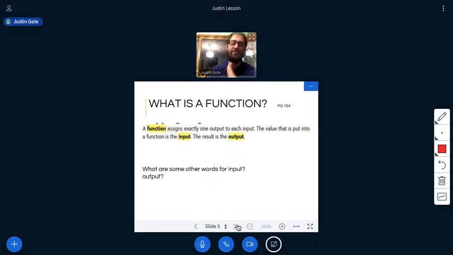So let's define functions right off the bat. A function assigns exactly one output to one input. Input usually is going to be something that we label as x. Output typically is going to be represented as y. So one x has, oh my goodness, my handwriting, one y. So typically we will see x and y.